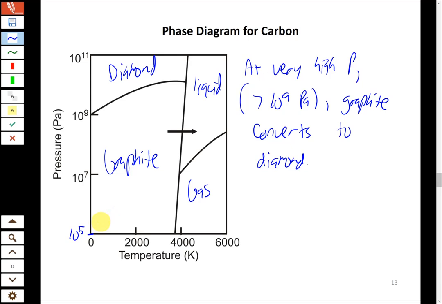So at some time period, if you have a diamond, it's going to convert to graphite because graphite is the stable form of that solid at regular pressure. So diamonds are not forever. Now in reality, it takes a really, really long time for that to happen. So on the normal human time scale, they are forever.